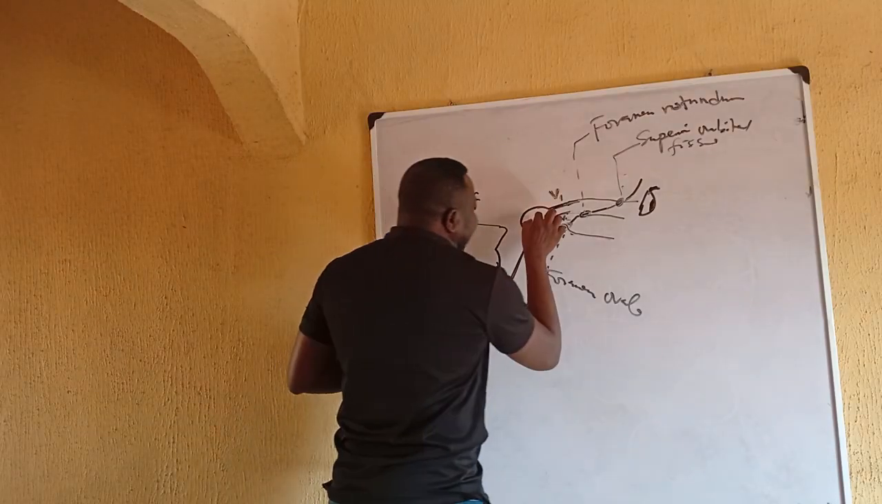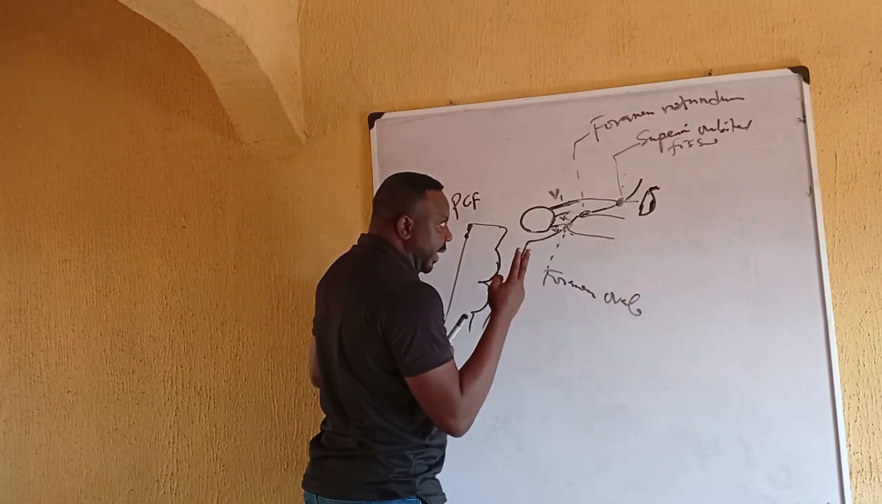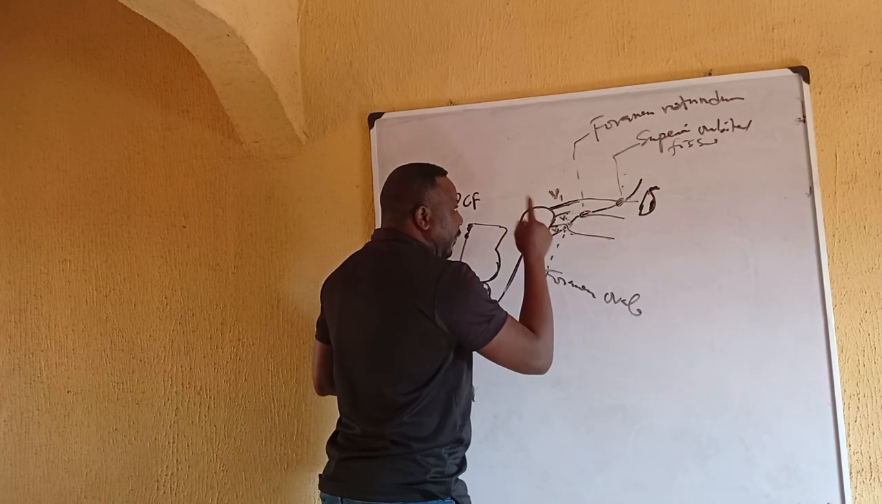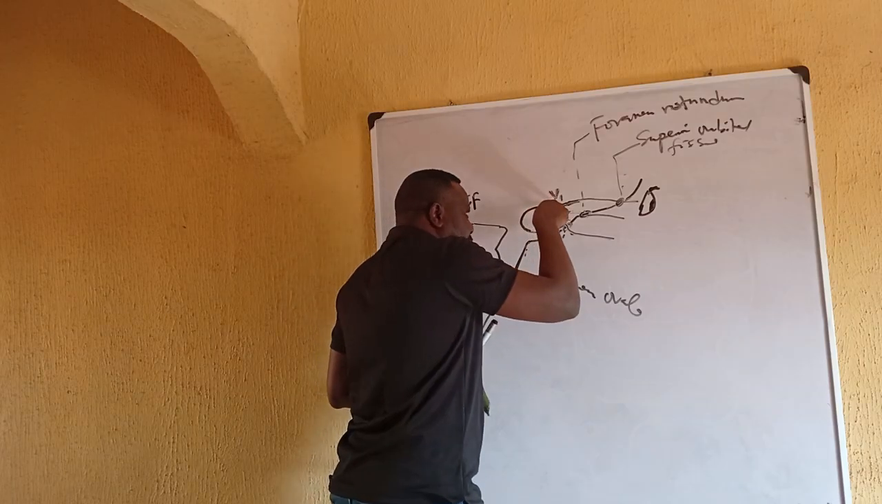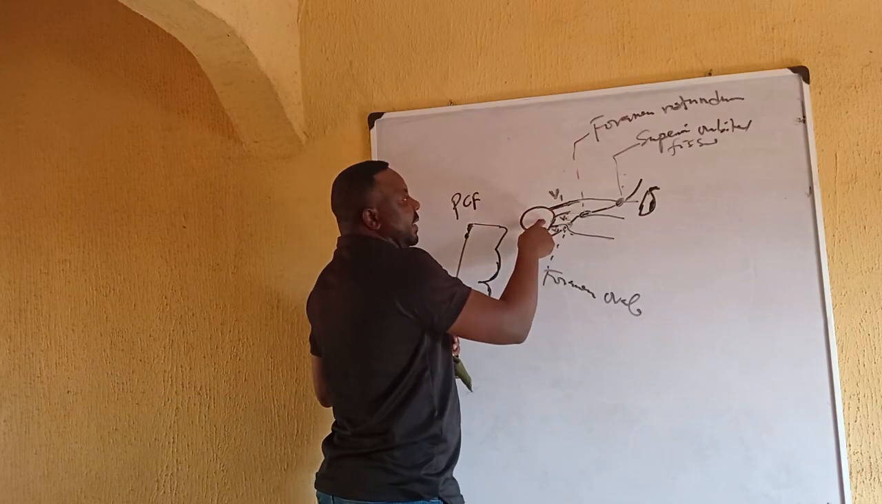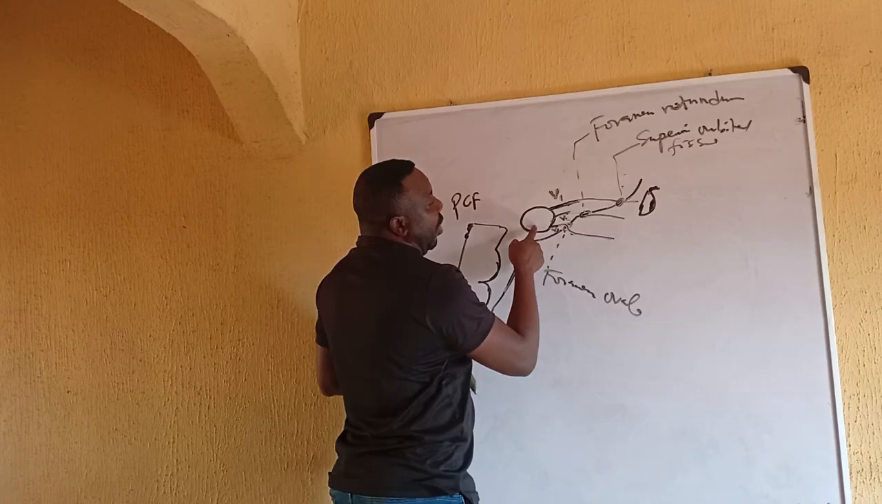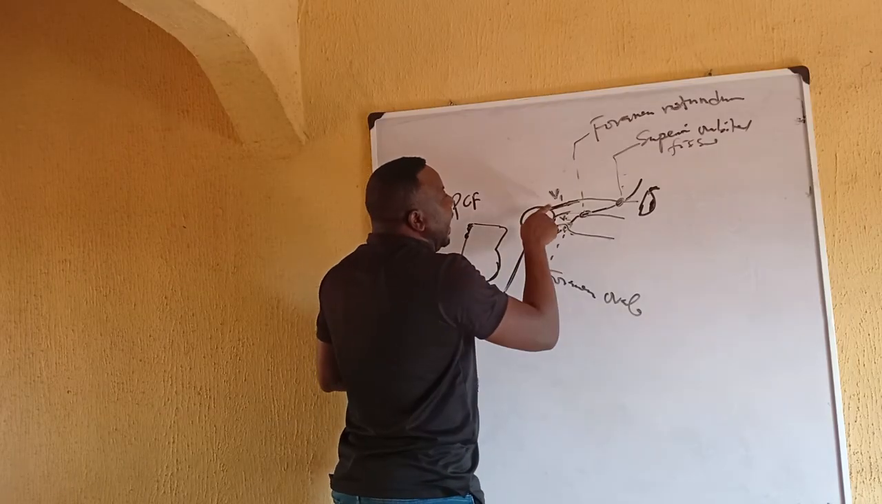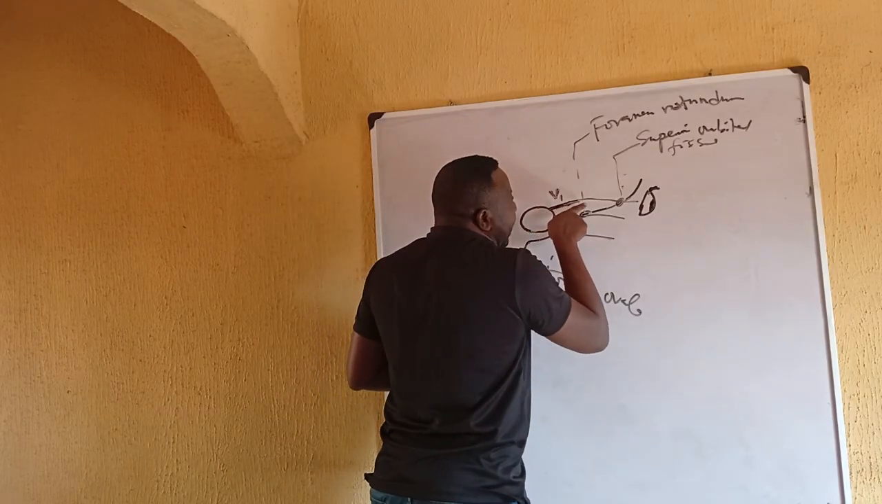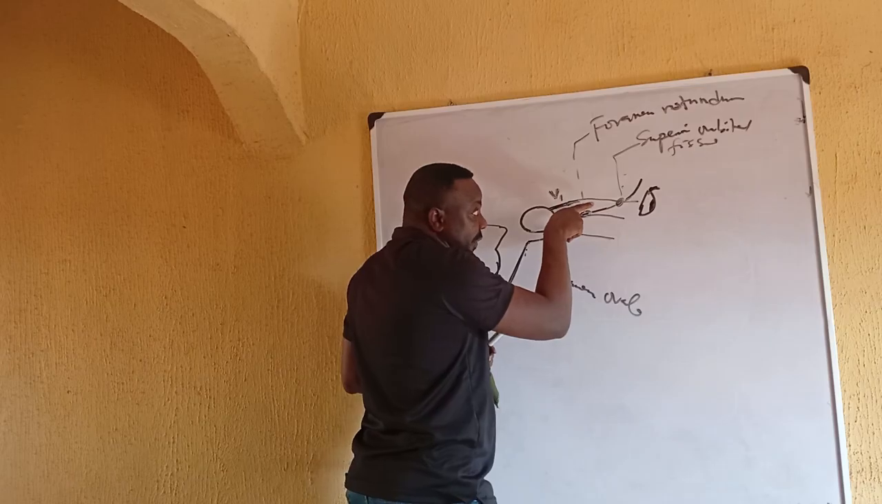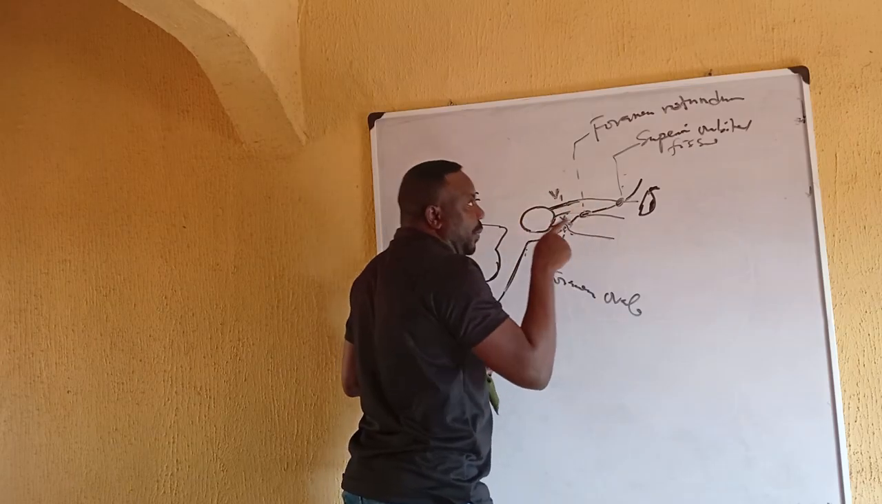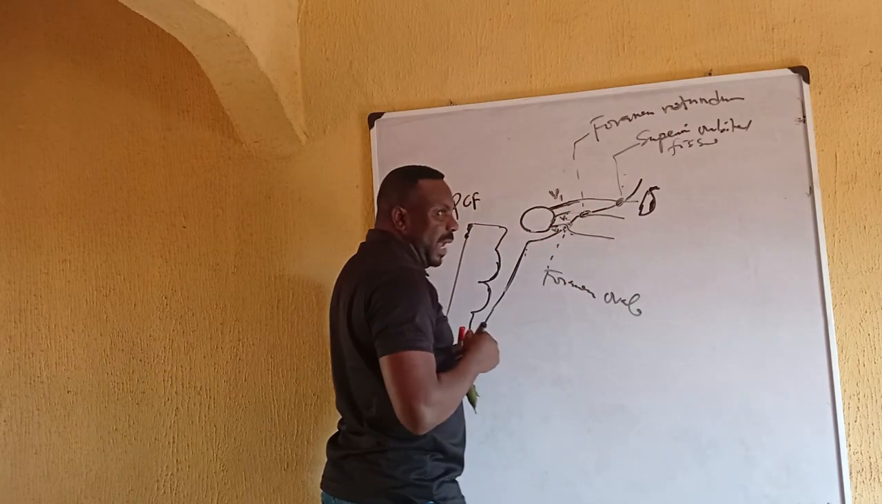So the trigeminal ganglion divides into three, giving rise to three divisions. The first one is the ophthalmic division, the second one is the maxillary division, and the third one is the mandibular division. The ophthalmic division leaves the cranial cavity via an opening called the superior orbital fissure and enters the orbital cavity.